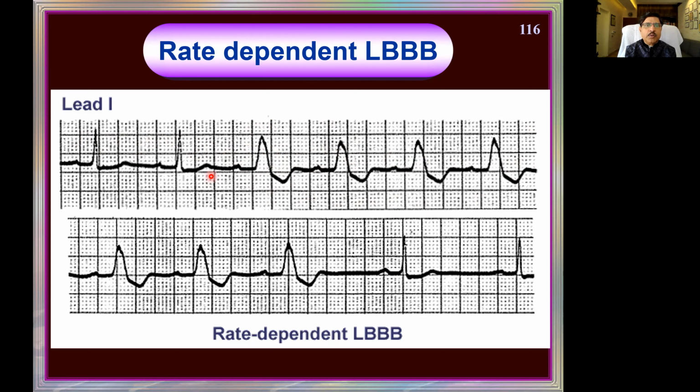When the rate is lower, what do you do? Give a little beta blocker, keep the rate lower, and the bundle branch block disappears. Again, you see here the rate 300, 150, 100, 75, 60, maybe around 67 or something like that. Here, look at the 300, 150, 100, 75, 60, 50. When the rate is reduced to 50, the LBBB disappeared. So rate dependent LBBB is a sign of ischemic heart disease. If you see a rate dependent LBBB, it is itself a sign of ischemic heart disease.